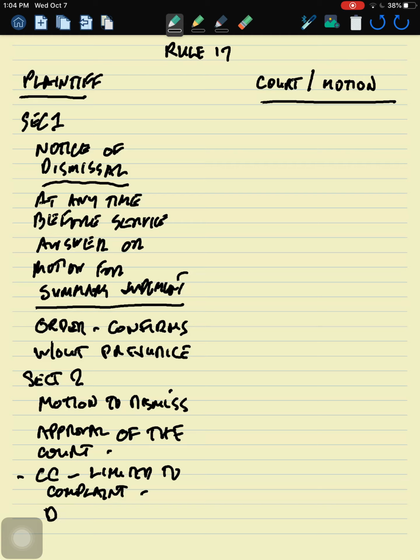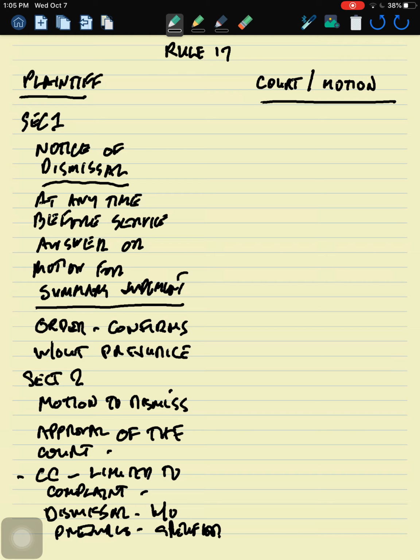The dismissal here is without prejudice unless specified. So as you can see, the choice is going to be dictated by the presence or the service of an answer or a motion for summary judgment. Under Section 1, the plaintiff can dismiss his complaint at any time before there is an answer or motion for summary judgment. Then the court will confirm the dismissal. It will issue an order confirming the dismissal. Unless otherwise provided, the dismissal is without prejudice.